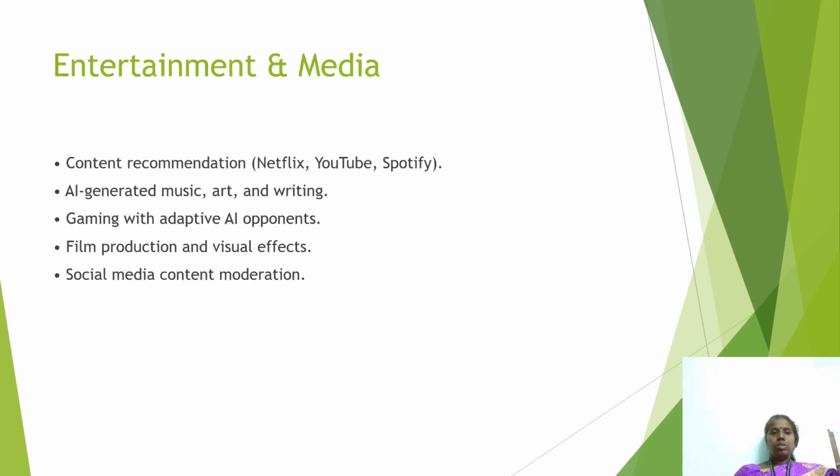Now we are going to see about entertainment and media. In this area we can create content recommendation like Netflix, YouTube, Spotify, which recommend content to users. And then next we can create AI-generated music, art and writing. We can develop gaming with adaptive AI opponents. Next we can create film production and visual effects. We can use social media content moderation. So these are the applications of AI.